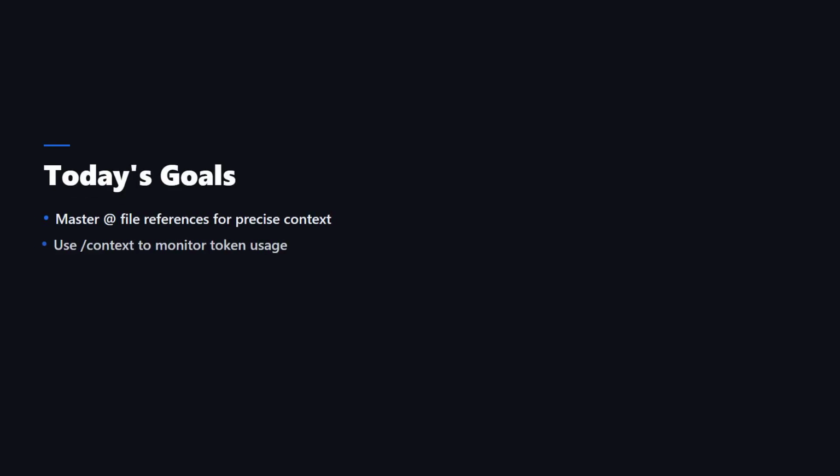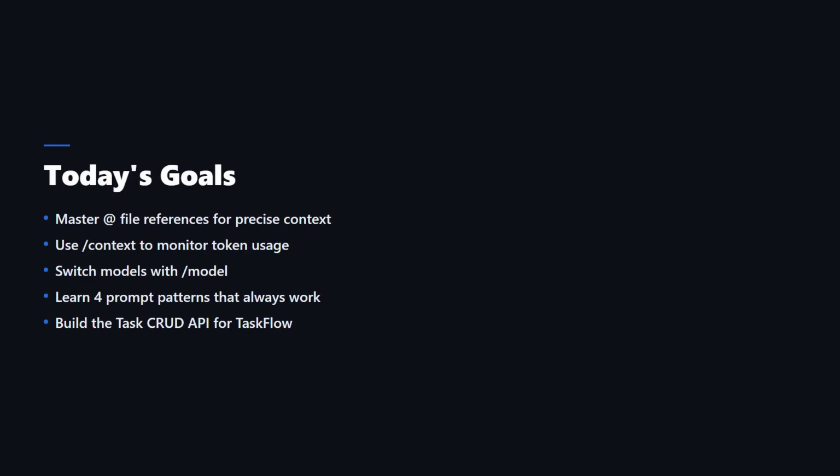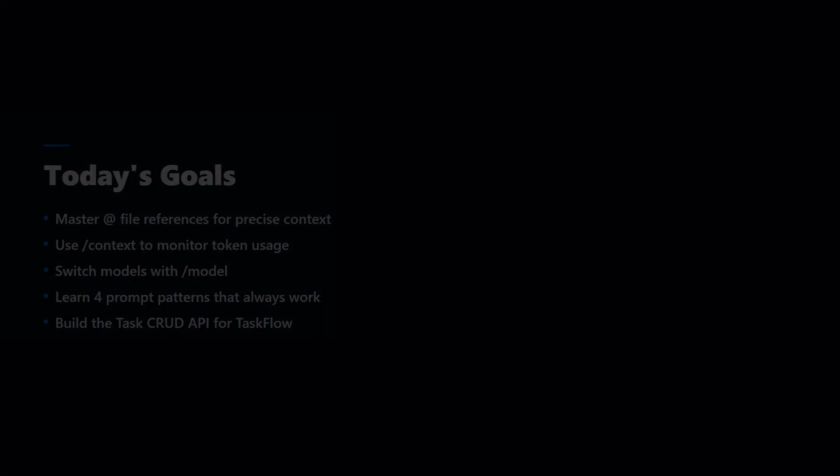Here's what you'll be able to do by the end of this episode. Use references to give Copilot exactly the context it needs. Monitor your token usage with /context. Switch models to match the task. Apply 4 proven prompt patterns. And build the entire Task CRUD API for TaskFlow. Create, read, update, and delete tasks through a REST API.